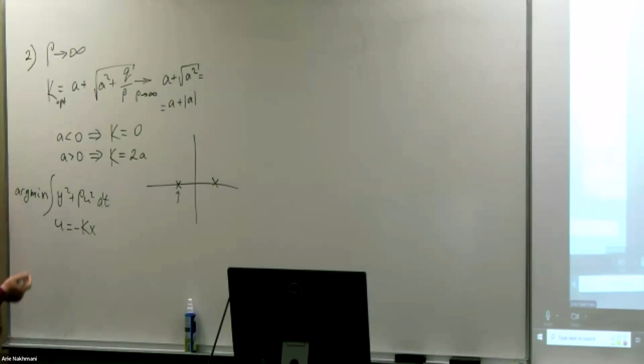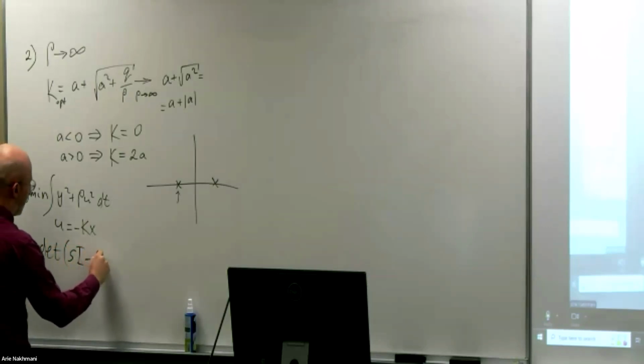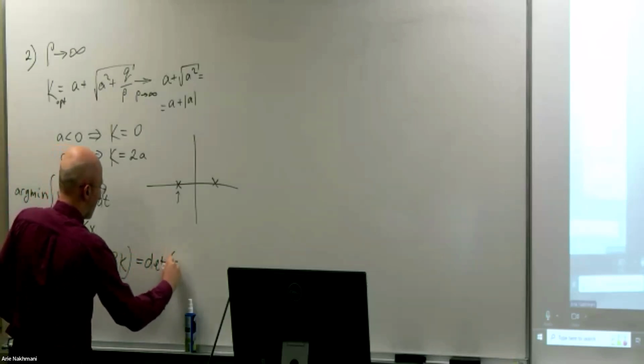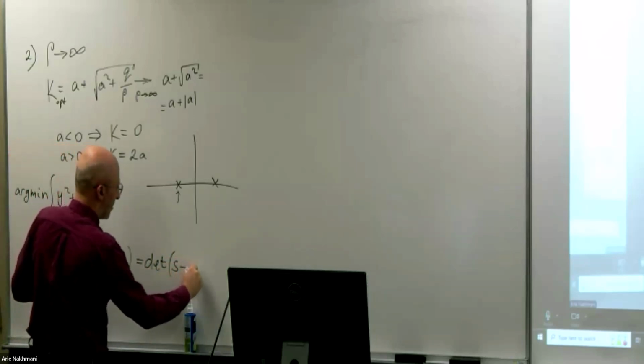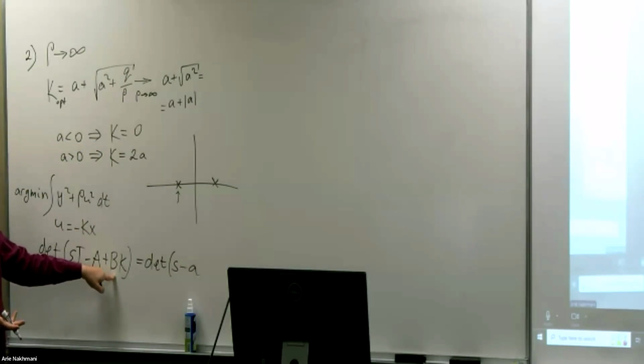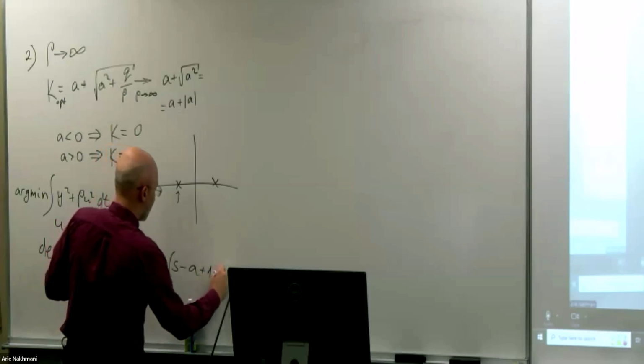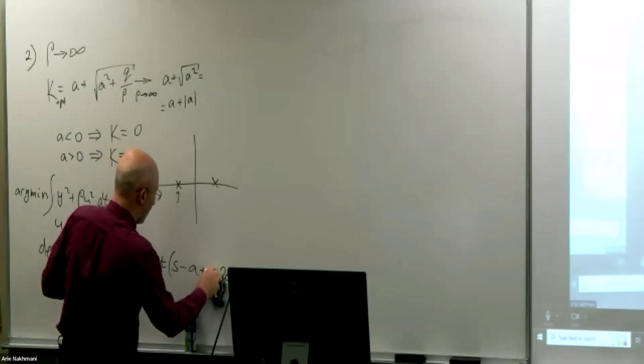So what are the eigenvalues of that thing? sI minus A plus Bk. This is the location of the closed loop poles, the optimal ones in that LQR. So where are they? It's s times 1, so this is scalar. So it's s minus A. What is B? One. Multiplied by 2A.